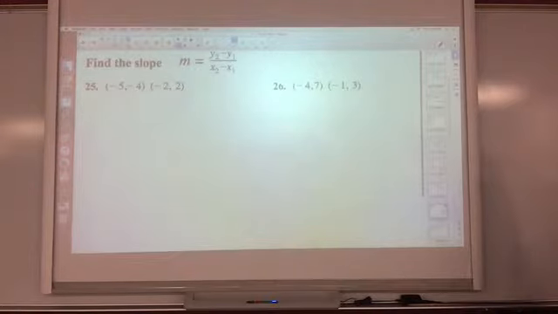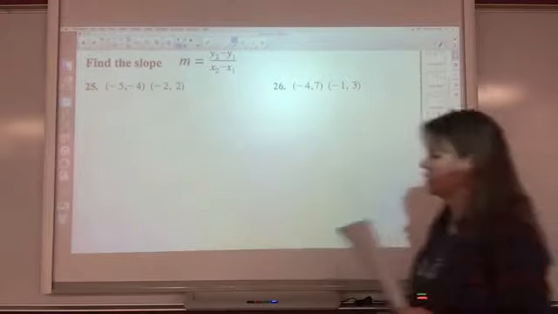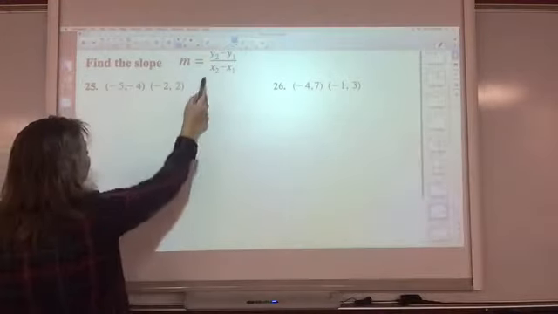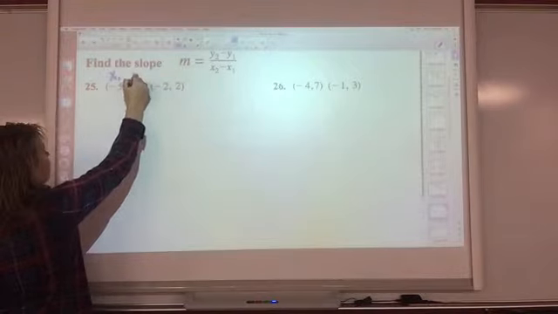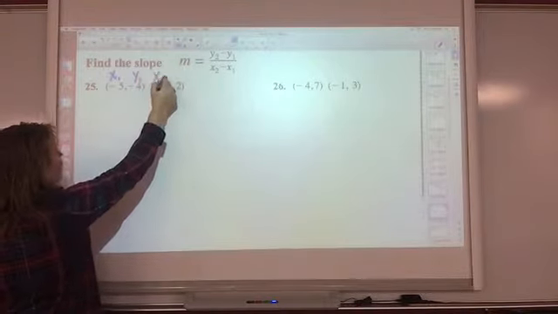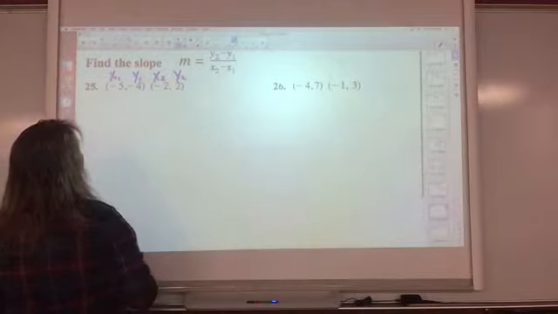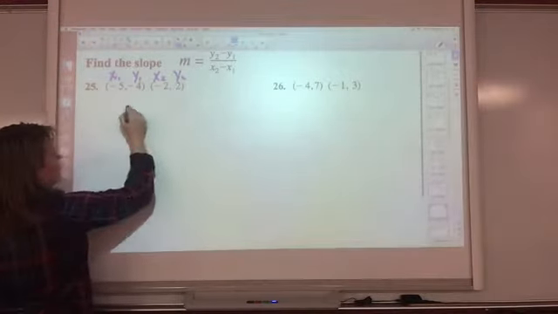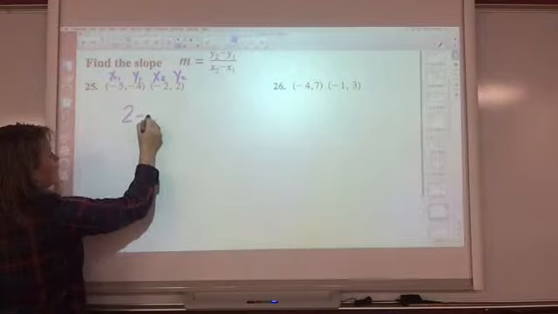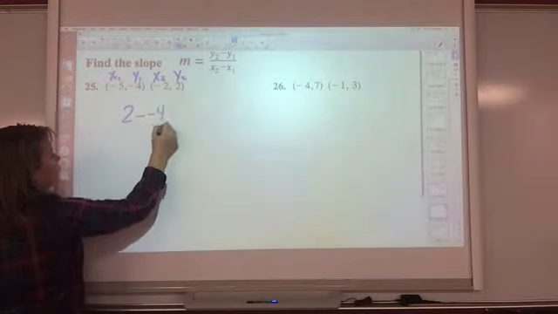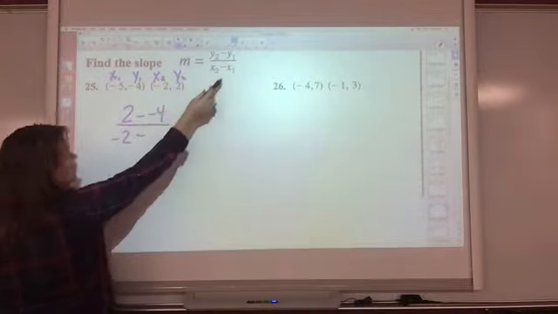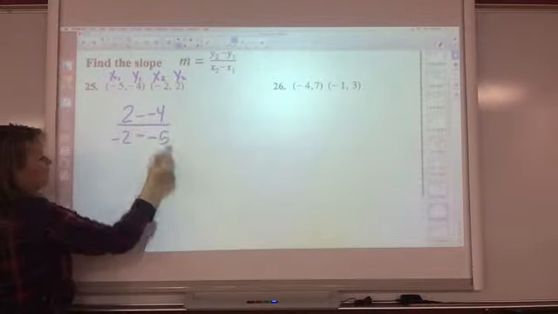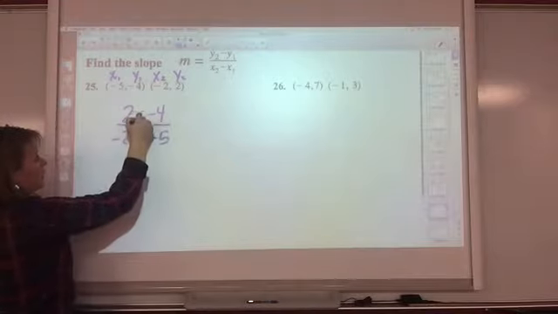Finding slope. Be careful, watch your negatives, use the formula. The formula will be given to you on the exam. This is your first x, this is your first y, this is your second x, this is your second y. Take the second y minus the first y, minus a -4. Second x, -2, minus your first x, -5. Immediately turn those into plus signs.